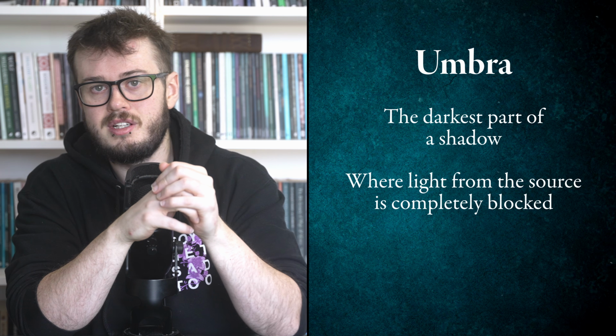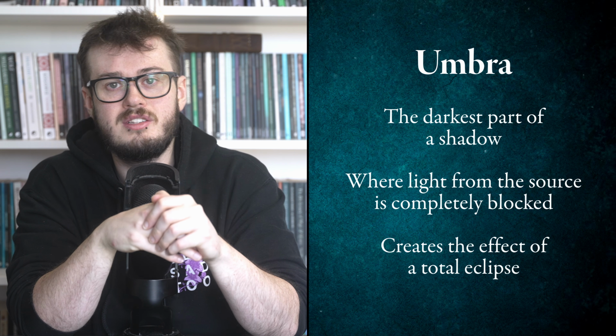Umbra. The umbra is the part of the shadow in which all light from a given source is excluded. The areas most affected by the umbra will experience a total eclipse.